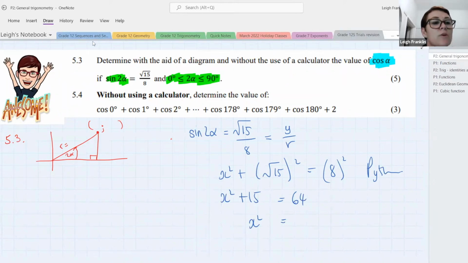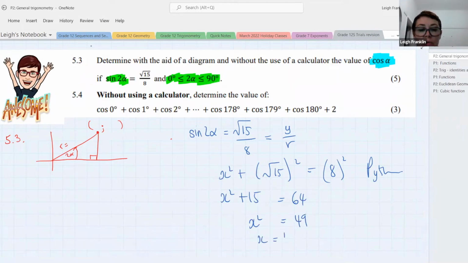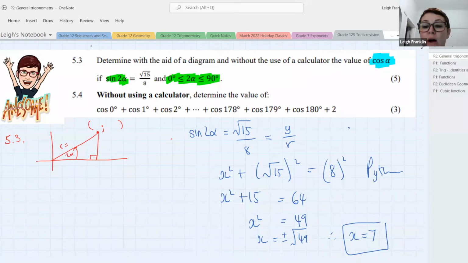This is why I love you so much, Kat. All right, and now x would be equal to plus minus the square root of 49, but we're in quadrant number 1, so x is 7, not r. So what that means is we can now write cos 2 alpha would be 7/8. Does that make sense to everybody?